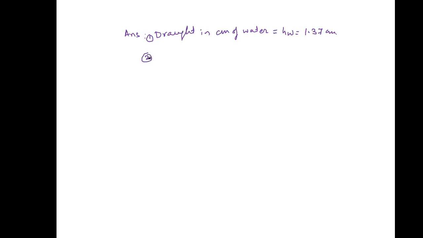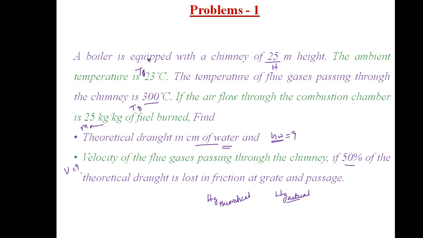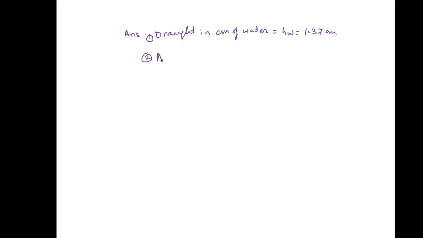Second, he is asking us to find the velocity of flue gases passing through the chimney, the actual velocity of gases. V is equal to 14.53 meters per second. So this is how we simplify the numerical, a very simple numerical.